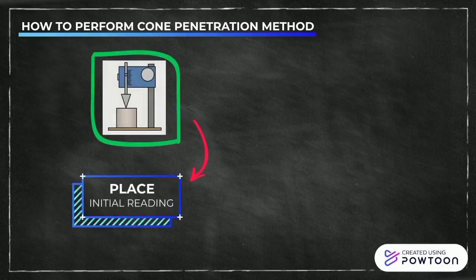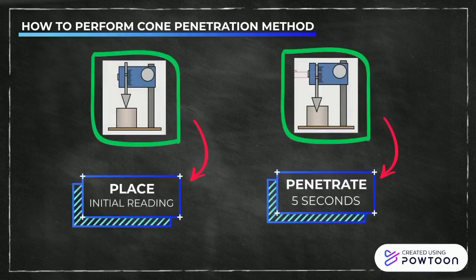After leveling the soil paste, place it below the cone and adjust the cone until it reaches the surface of the soil. The value indicated will be the initial reading. Next is pressing the button at the side corner of the device so that the cone will free fall for 5 seconds, and the new indicated value will be the final reading. The penetration value is the difference of the final reading from the initial reading.